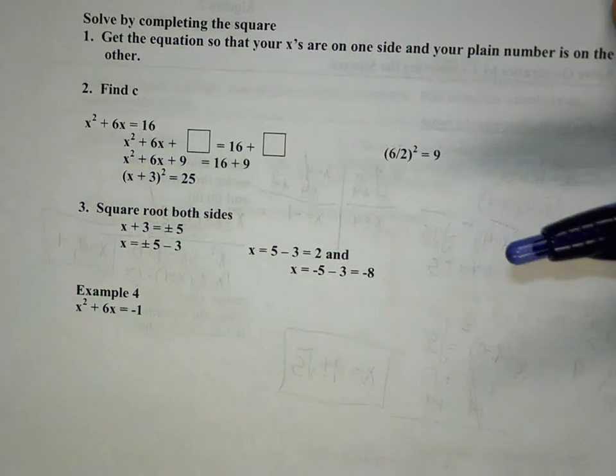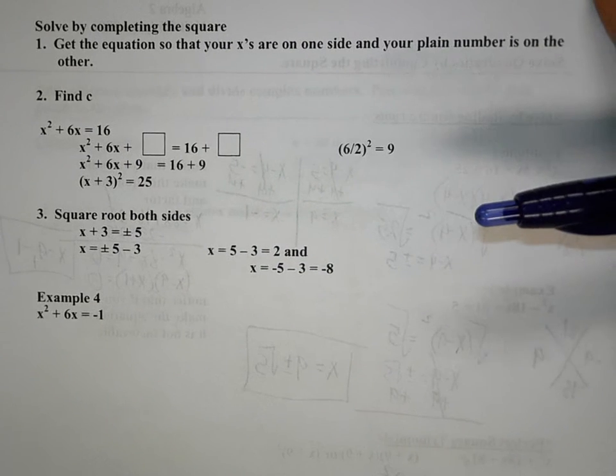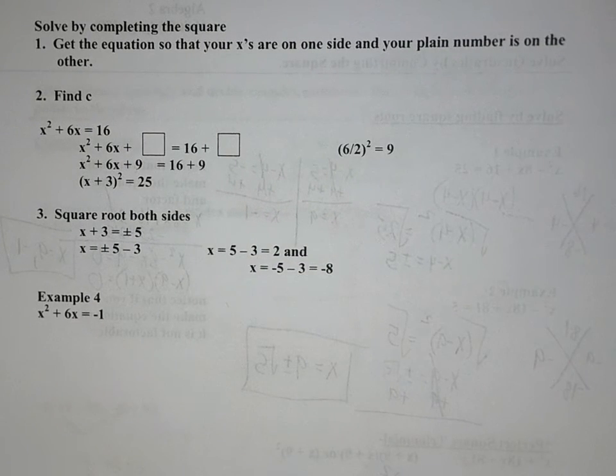Okay, so solve by completing the square. You need to first get the equation so that your x's are on one side and your plain number is on the other. The second step is to find c. We just learned how to find c, right? And then you're going to solve.